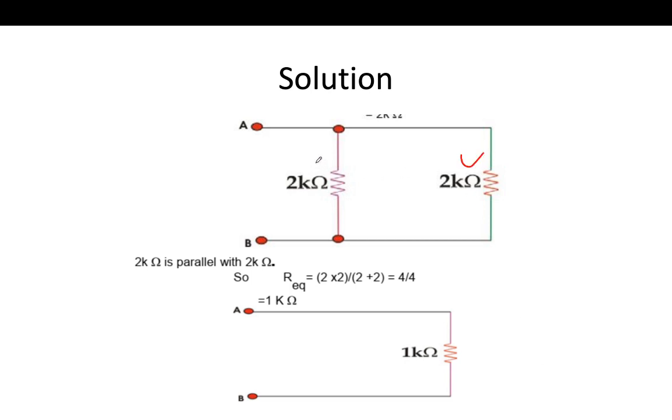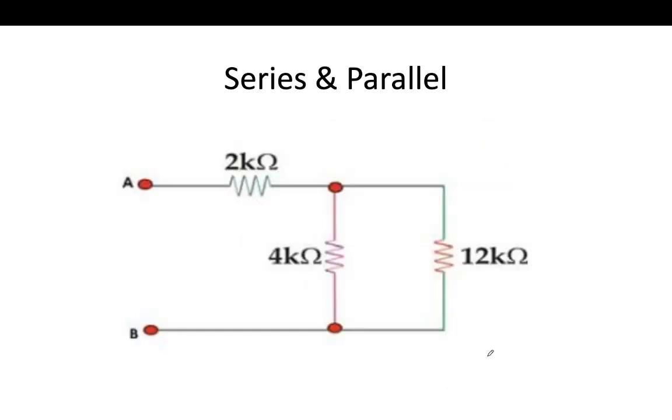Now we are left with two resistors. They are both parallel to each other. So now how will we solve? 2 into 2 divided by 2 plus 2. So the combined effect is 1 kilo ohm. So the overall combined effect of these three resistors is 1 kilo ohm. Okay, we complete our series and parallel. In series we just add them and in parallel we take the reciprocal.